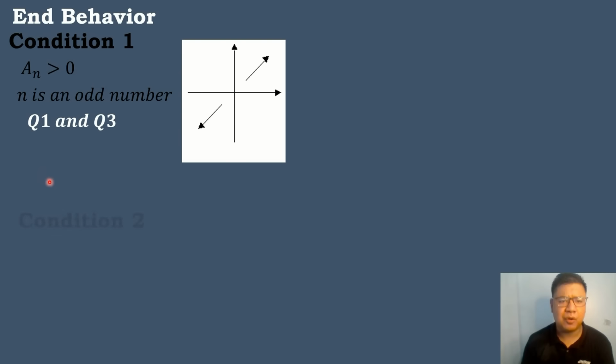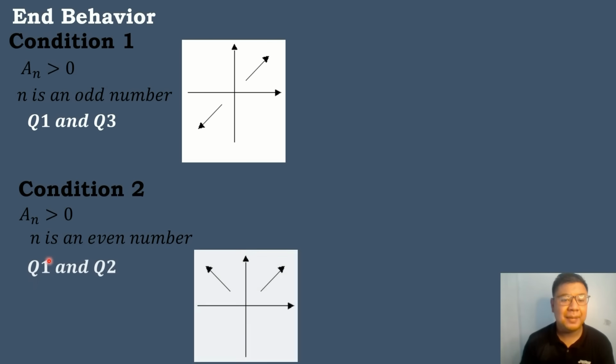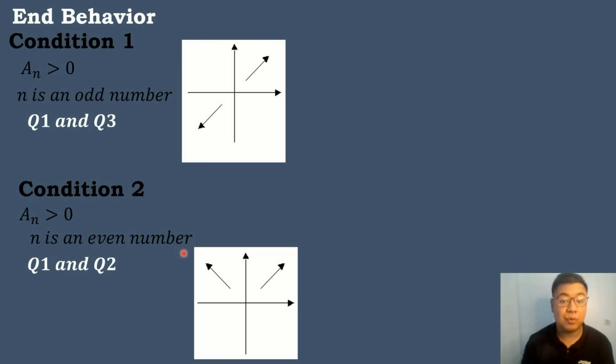Next, let's have the second condition. So in condition number 2, if the value of the leading coefficient of the leading term of the polynomial is greater than 0 and then the exponent is an even number, then the end behavior is located at quadrant 1 and quadrant 2.